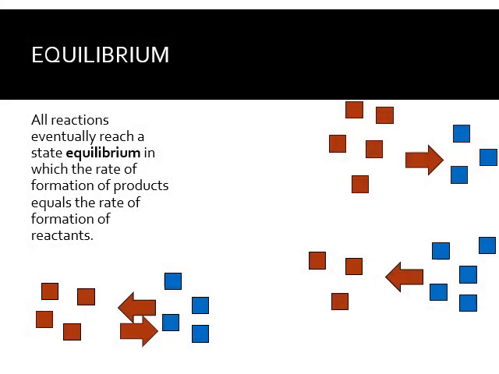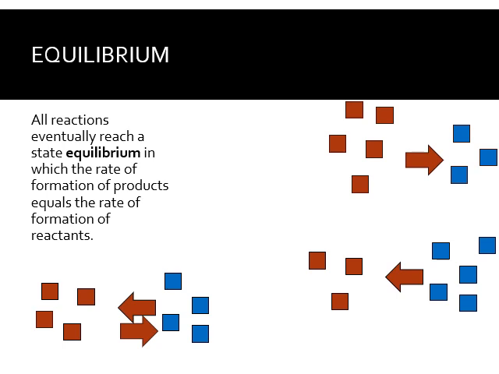So equilibrium. All reactions are going to move toward a state of equilibrium. They all want to reach a state where the rate of formation of products equals the rate of formation of reactants. That is, it's moving equally in both directions at the same time. It's just like an isotonic solution where the water is moving in both directions at the same time. A reaction will continue to proceed forward in one direction until you hit a point where the amount of products being created equals the rate of formation of the reactants. So everything balances out.